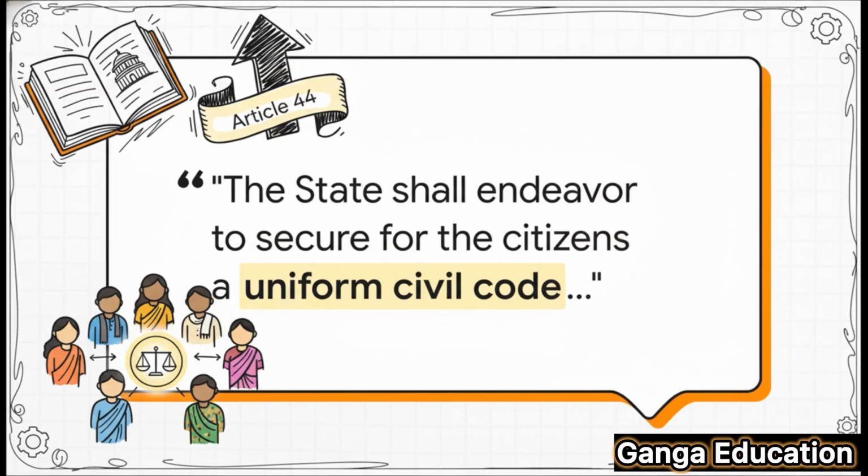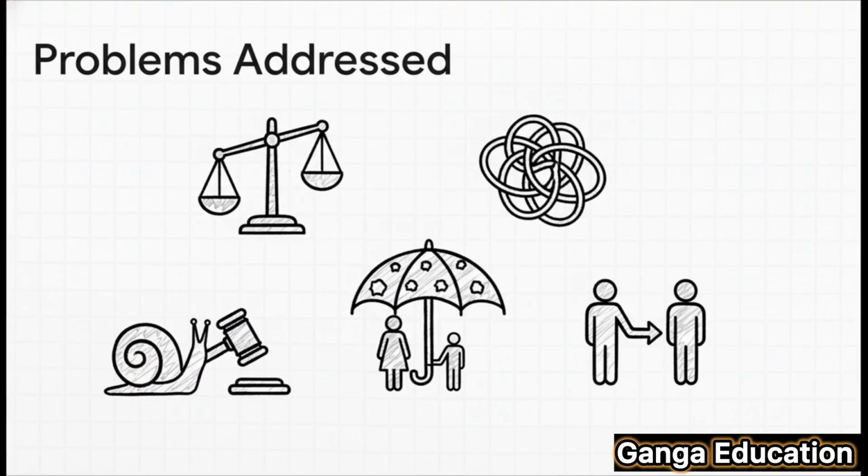Article 44 is what's called a directive principle. It's basically a goal the country is supposed to work towards. And the people who wrote this bill point directly to this article as their guiding light. The bill lays out exactly what it's trying to fix.